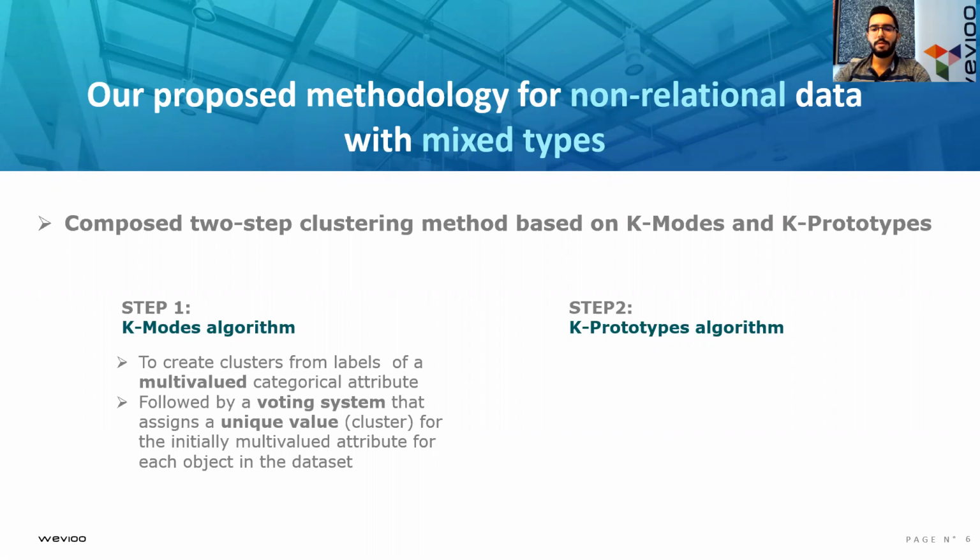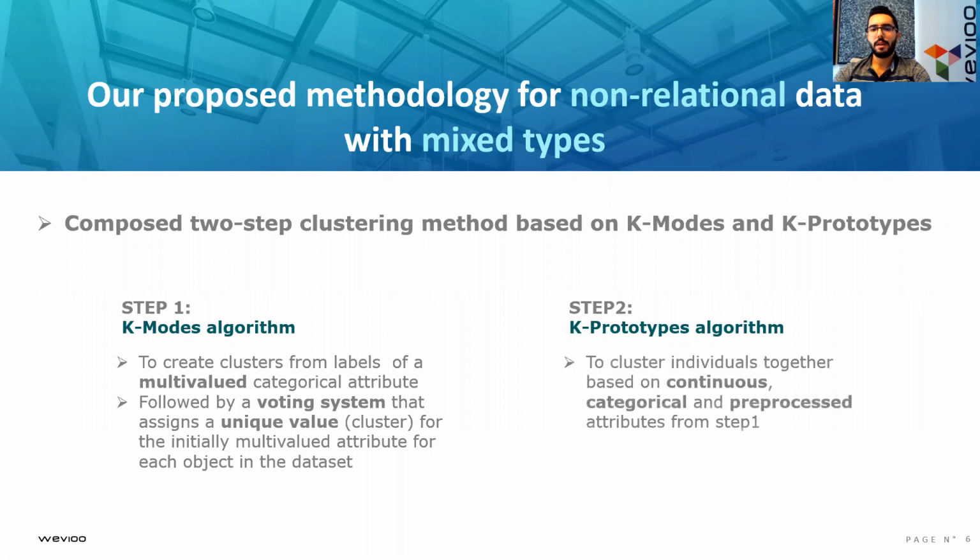In the second step, we use the K-prototypes algorithm to cluster individuals or objects in our dataset using the continuous, the categorical, and the preprocessed attributes from step one.